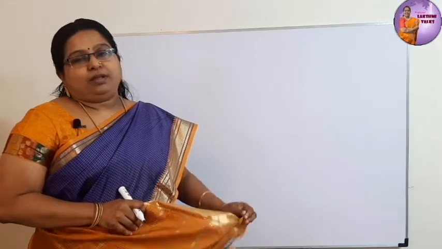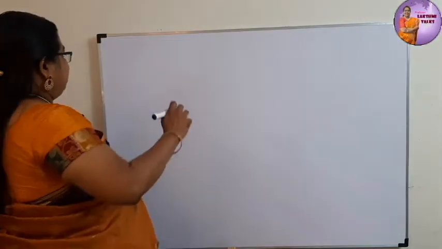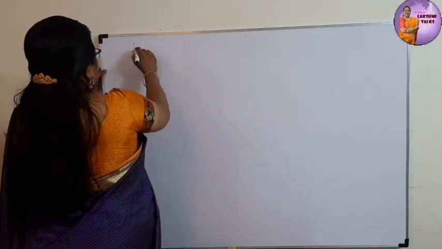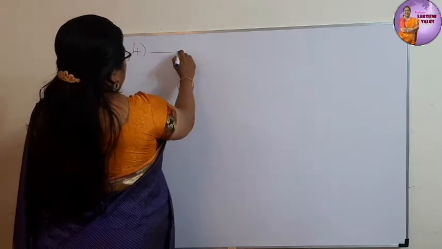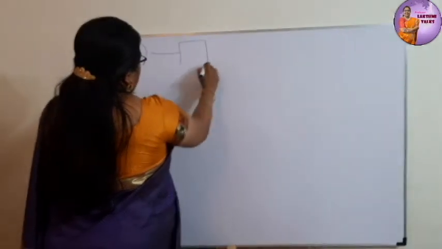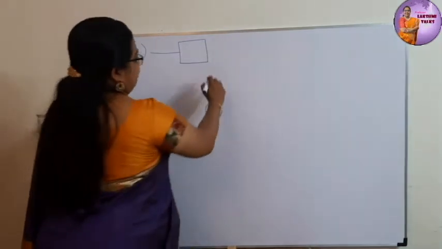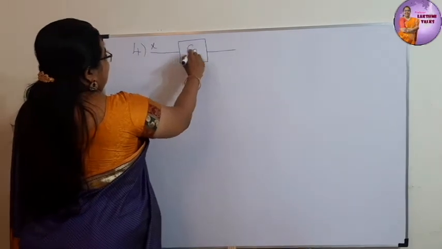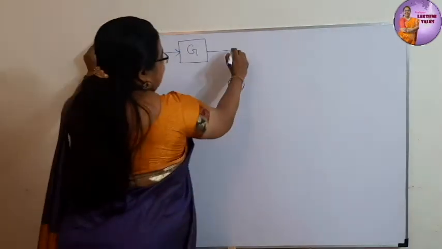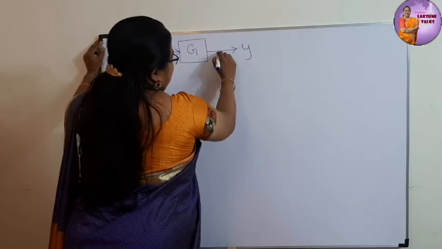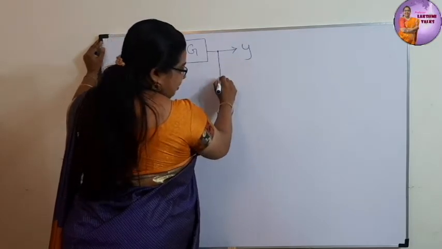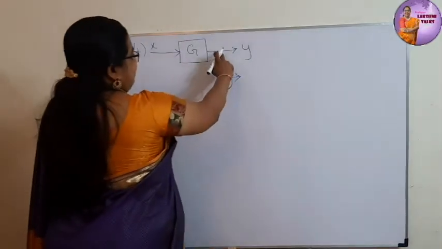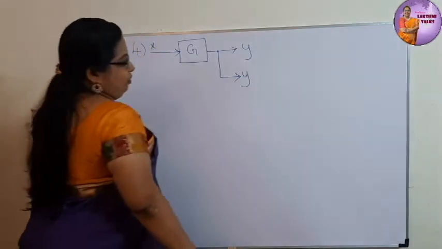Now we'll see the remaining rules, right? This is x, this is g, and this is y. This is a takeoff point, right? So what will be this signal? This will also be the same y.